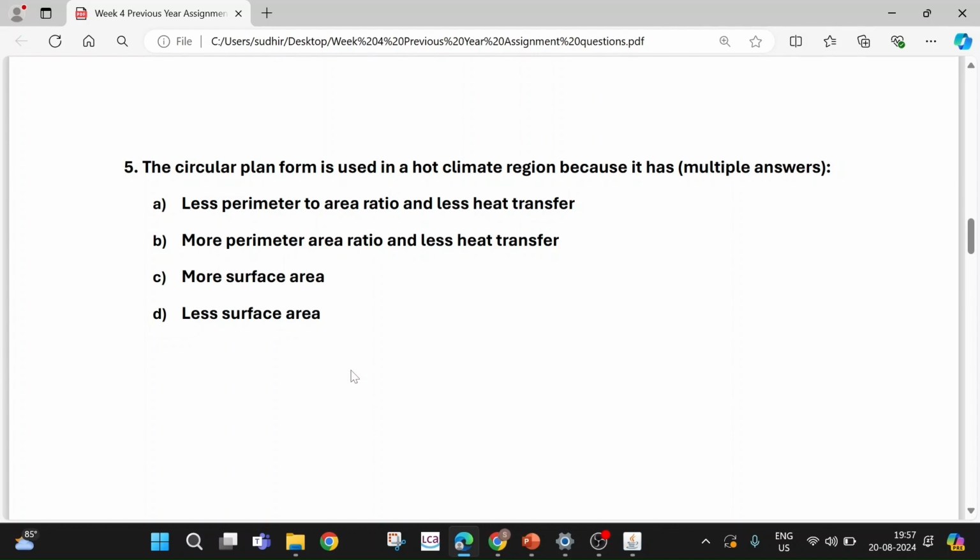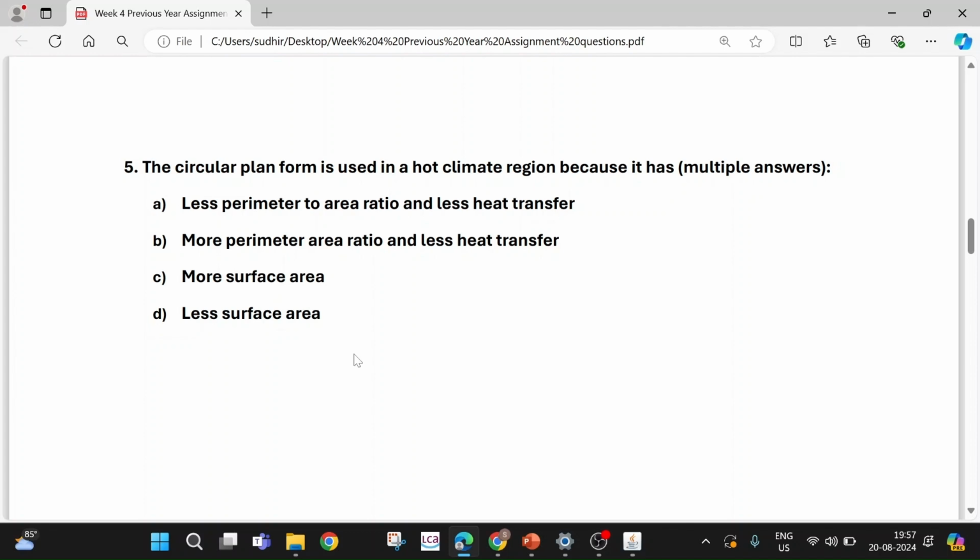So here you can select the multiple answers. Less surface, less perimeter, A and D. A and B? Yes, A and D. So this is multiple choice, or multiple answers you can give to this question.